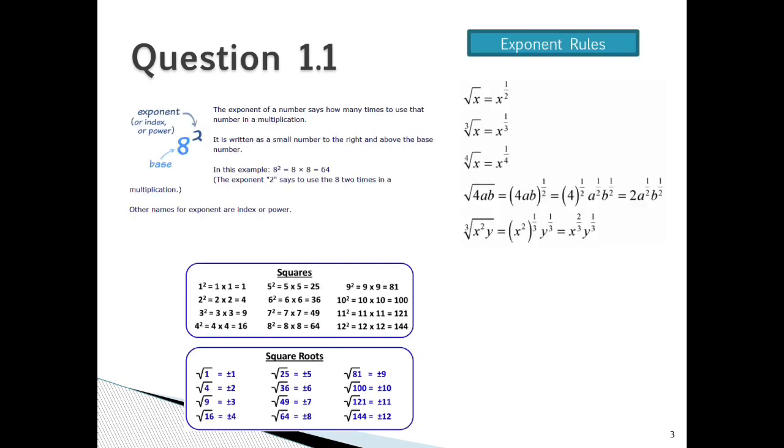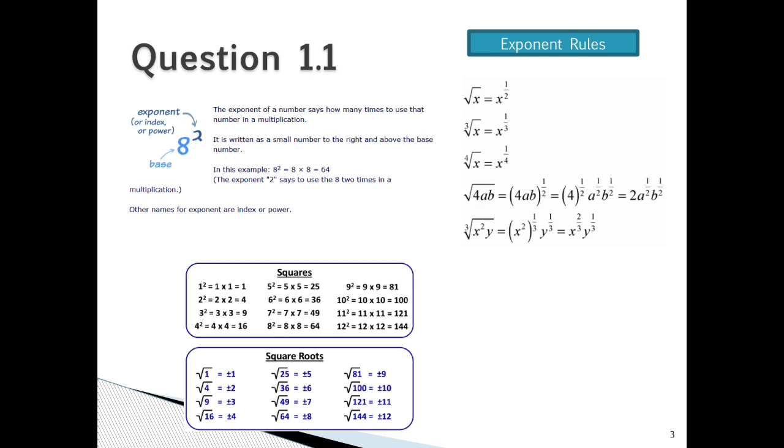The exponent of a number says how many times to use that number in a multiplication. It is written as a small number to the right above the base number. In this example, 8 squared is equal to 8 times 8, which is equal to 64. The exponent 2 says to use the 8 two times in a multiplication. The other names for the exponent are index or power.